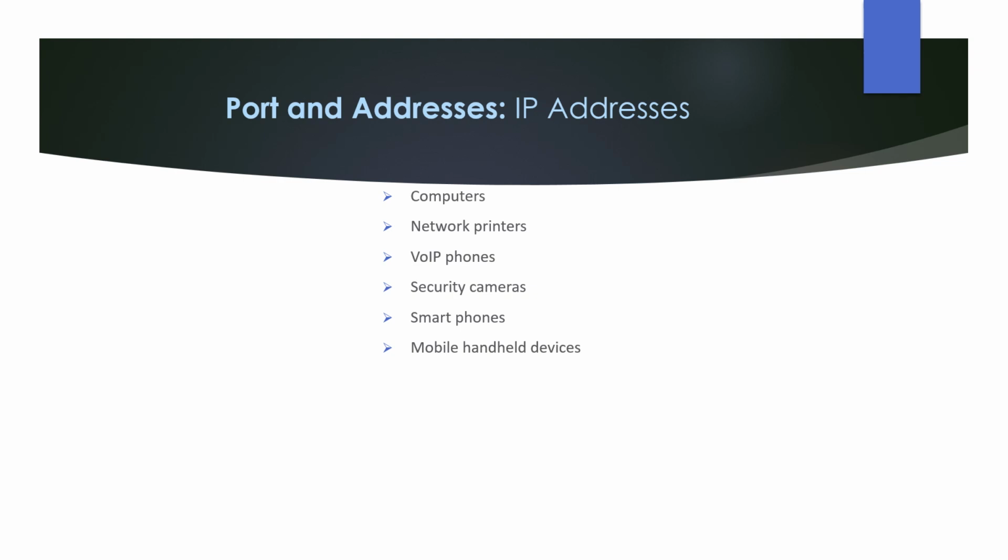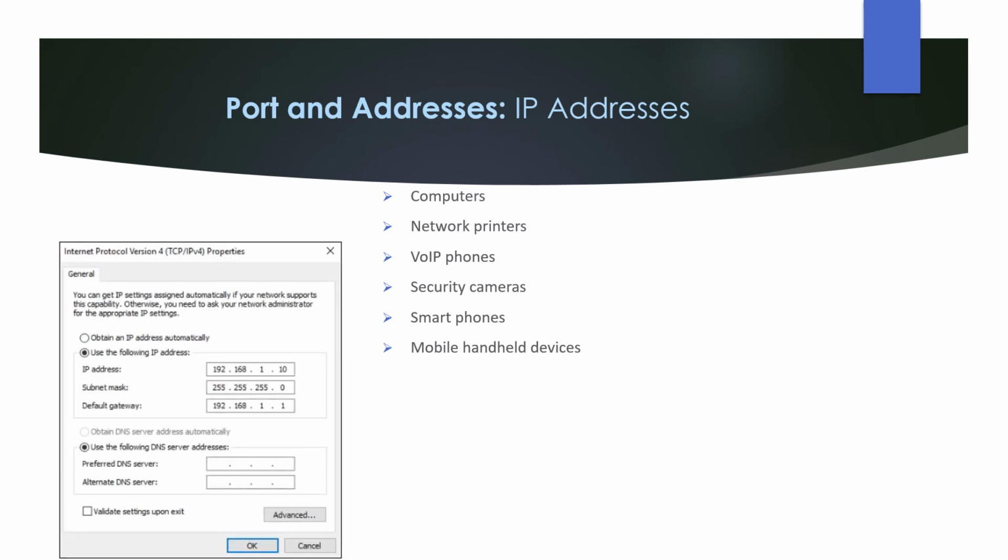And here is an example that displays the IPv4 address of 192.168.1.10 with the subnet mask of 255.255.255.0 and the default gateway of 192.168.1.1. And these are assigned to a host. The default gateway address is the IP address of the router that the host will use to access remote networks, including even the internet.